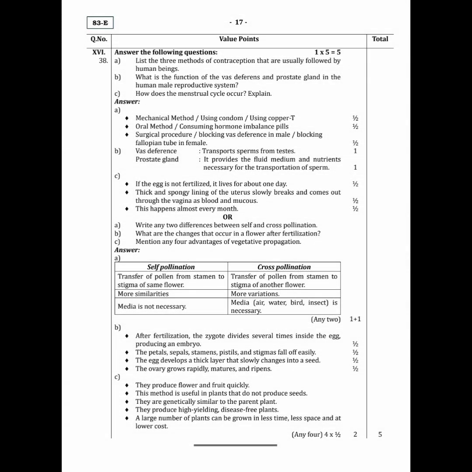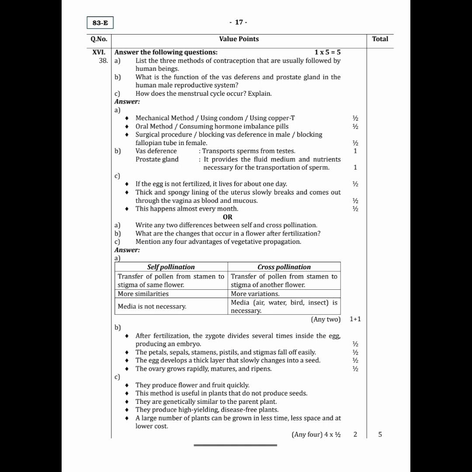Question number 38. List the 3 methods of contraception that are usually followed by human beings. Answer is mechanical method, or using condom, or using copper T. Oral method, or consuming hormonal pills. Surgical procedure, or blocking vas deferens in male, or blocking fallopian tube in female.